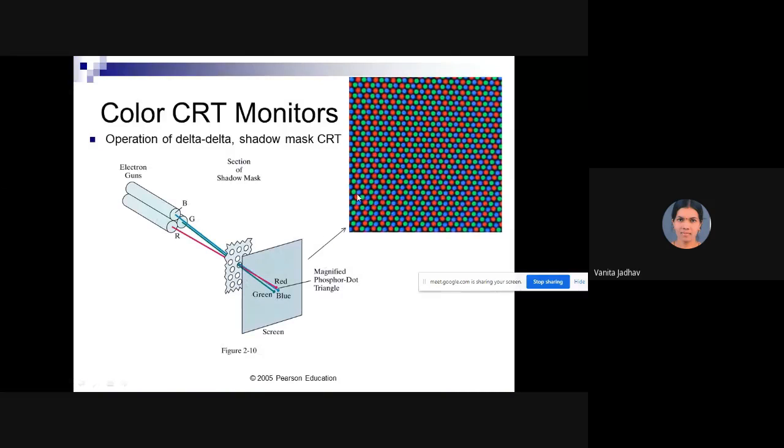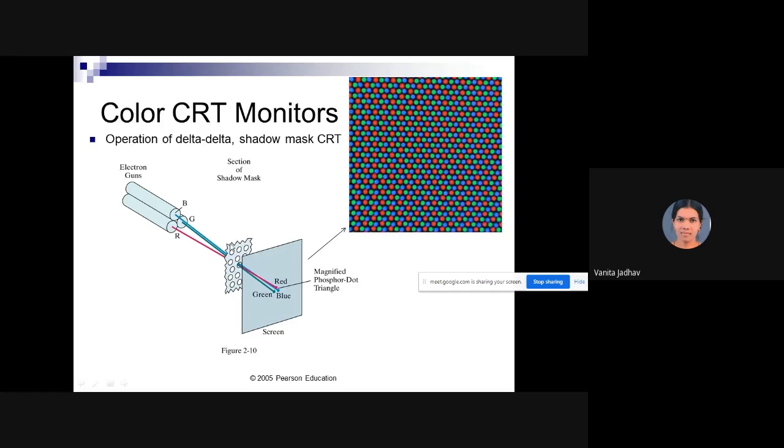Okay, so over here, if you are looking at the diagram, this is a color CRT monitor. It is called a shadow mask CRT. Here three electron guns are used, so three colors: red, blue, and green. Three guns will be there. They are trying to highlight the electron beam. These three guns are moving through a mask.